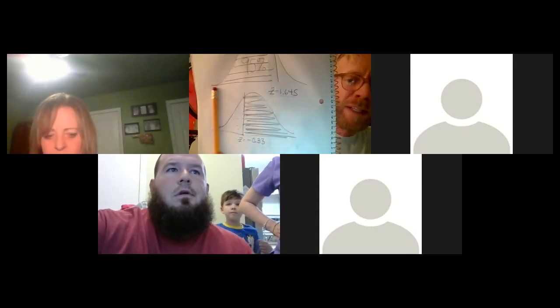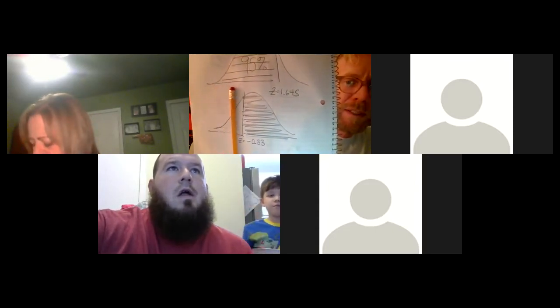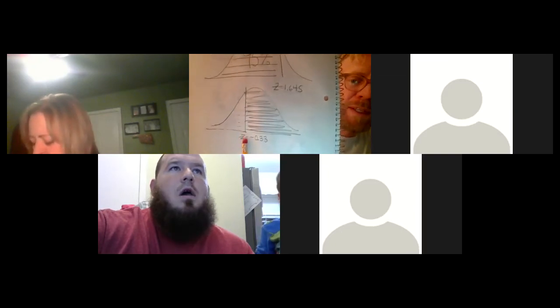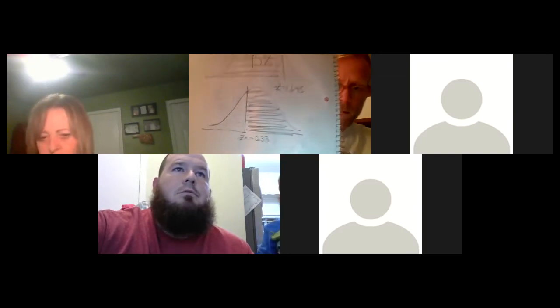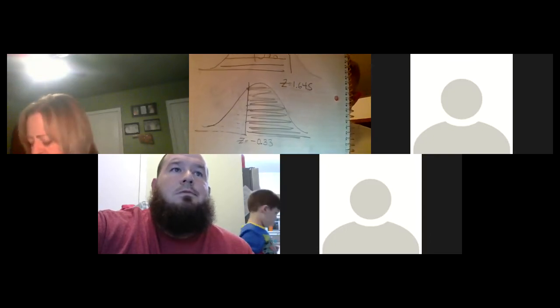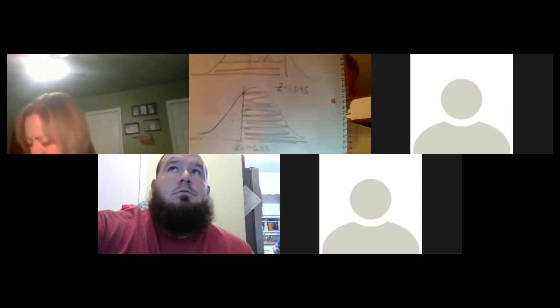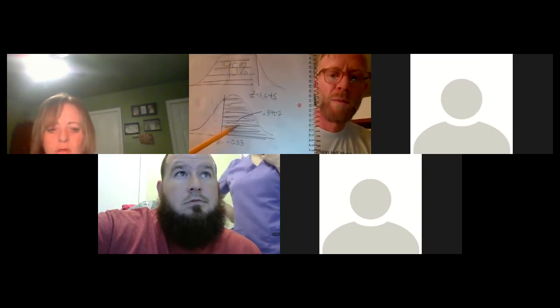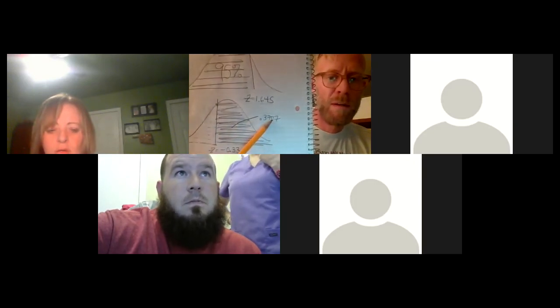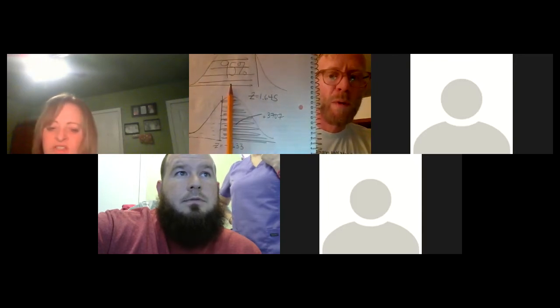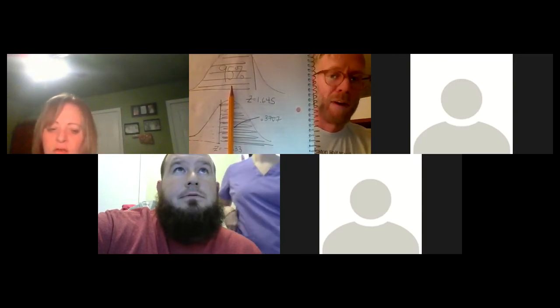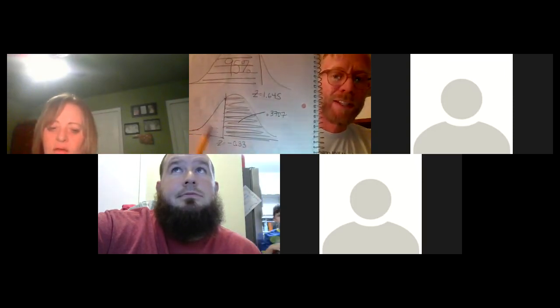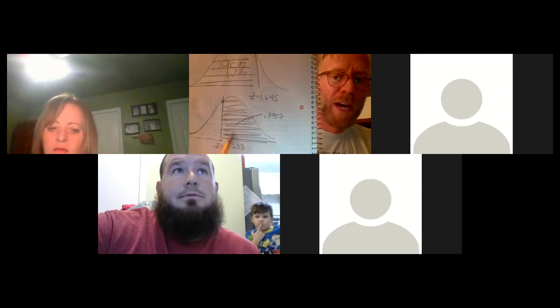Now your table gives area to the left. Right. So let's see what happens. So let's just look up that z-score, negative 0.33. 0.3707. Yeah. So now does that make sense? I'm asking you, does it make sense that this area would be 0.3707? No. Notice, we've obviously highlighted more than half. The 0.3707 is the area to the left, this over here. So how do we get the area to the right?